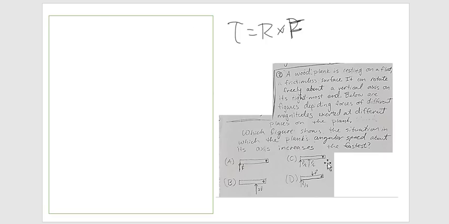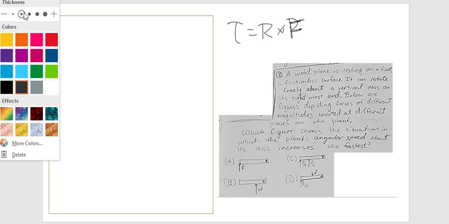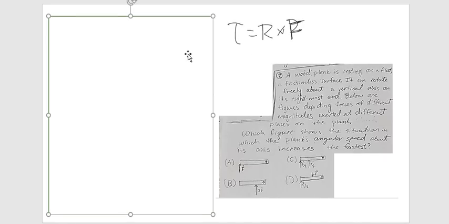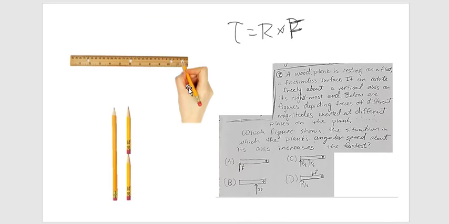Okay, and it wants to know which one increases the plank's angular speed about its axis fastest. Change in speed or change in velocity, that's acceleration. So basically, which one makes this thing move fastest? The equation might help you, but acting it out is going to be better. So set your ruler up like this, and if you want to get really specific, you can use different size pencils, or you can just hit it harder or softer in different places.